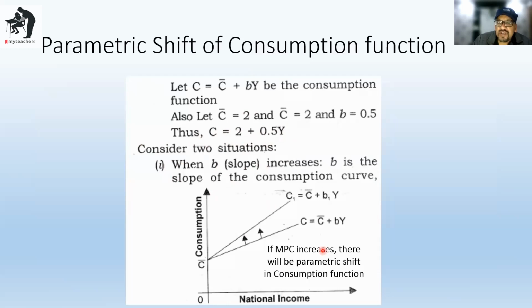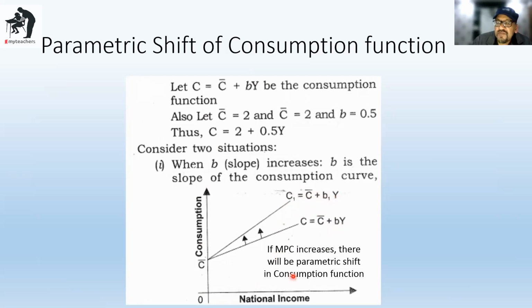Now there are two situations. First consumption function is showing here C bar plus BY, and the C1 showing is C bar plus B1Y. So here this is the difference, B and B1. And what is B and B1? B represents MPC, marginal propensity to consume. So here we have changed the value of B. It means, in other words, we have changed the value of MPC. Here the MPC is increased in this consumption function C bar plus B1Y.